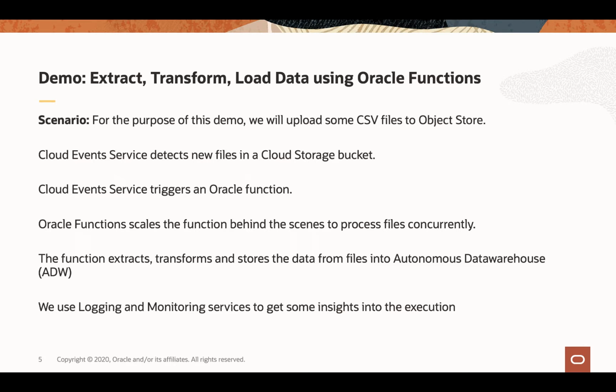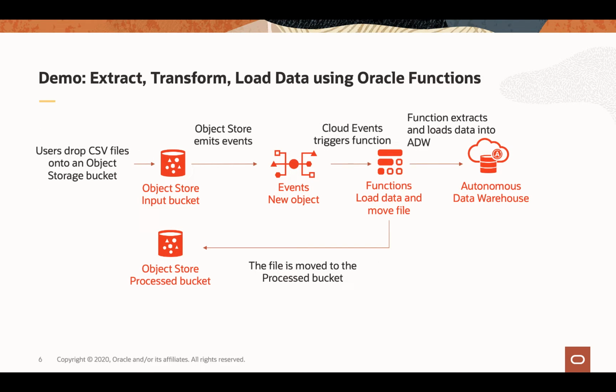All right, let's look at the architecture. A user drops a CSV file into an object storage bucket first, and that will emit an event. That event is going to trigger a function. That function will extract and load the data into ADW, and then the file is moved to the process bucket. This is a whole scenario where we are integrating a lot of different services of OCI. Okay, let's look at the demo now.